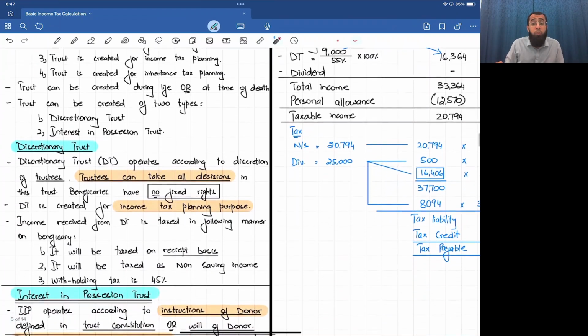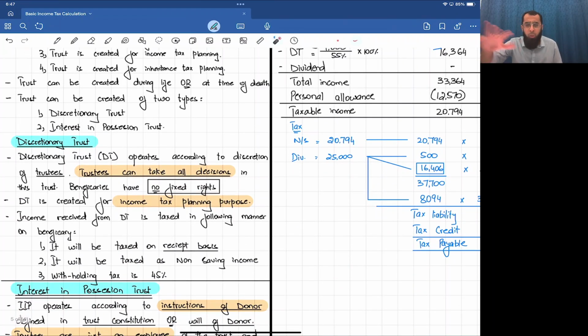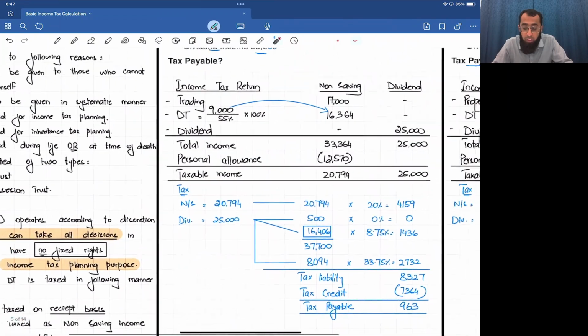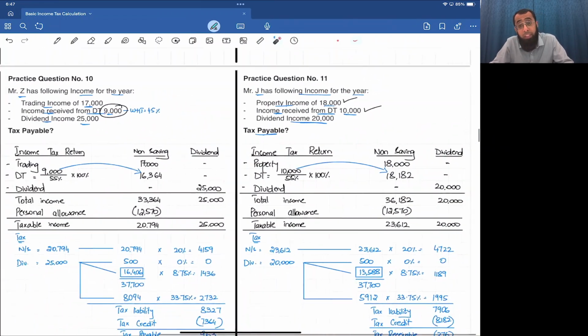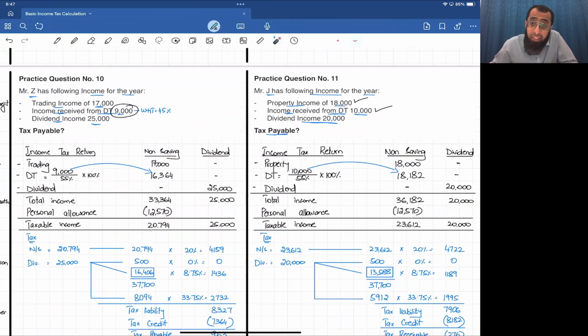Then discretionary trust, managed by the trustees, full powers of the trustees, created for tax planning purpose. The trustees change the number of beneficiaries to target their personal allowances and bands. For the beneficiary, whenever you get it, it's non-saving income and withholding tax is 45%. We applied it in 2 practice questions. Now, in the next class, we'll do one more question on discretionary trust. And then we'll look at the second category in relation to the trust, which is interest in possession trust. And we'll do the practice questions in that regard.